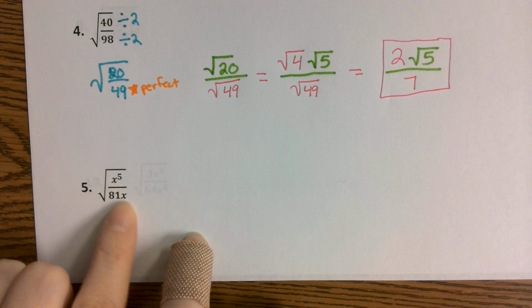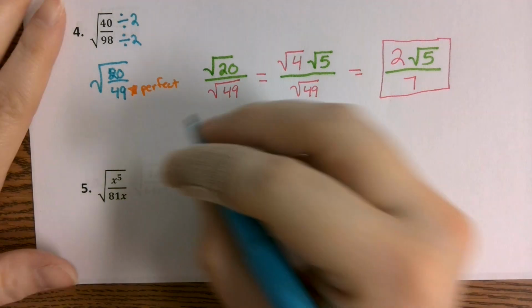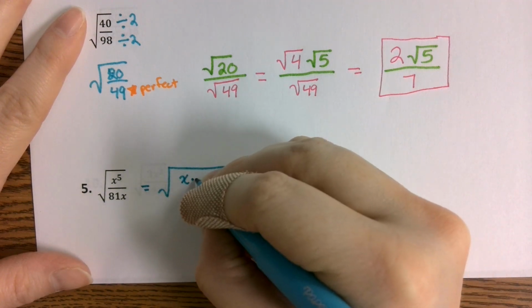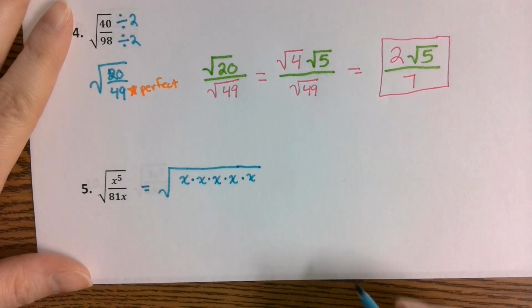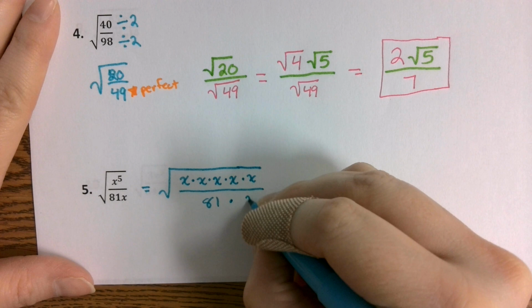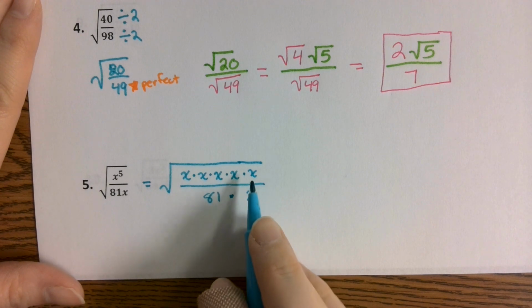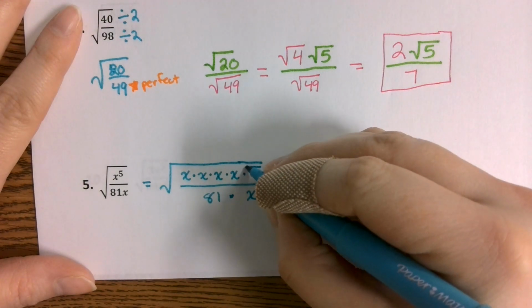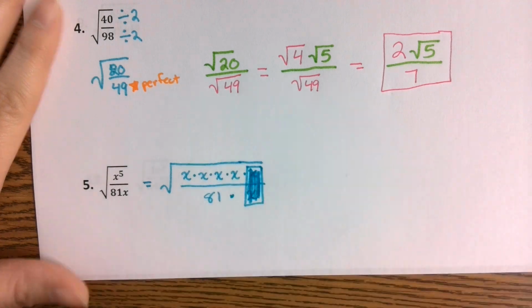Notice we have x's on top and we have x's on the bottom. So basically what this looks like, guys, if you were to break this down, it kind of looks like x times x times x times x times x on the top, and then on the bottom it looks like 81 times x. Remember that if you have a value on top that's exactly the same as a value on the bottom, you can simplify them. You can take away one of these x's on the top to be able to remove the x on the bottom.